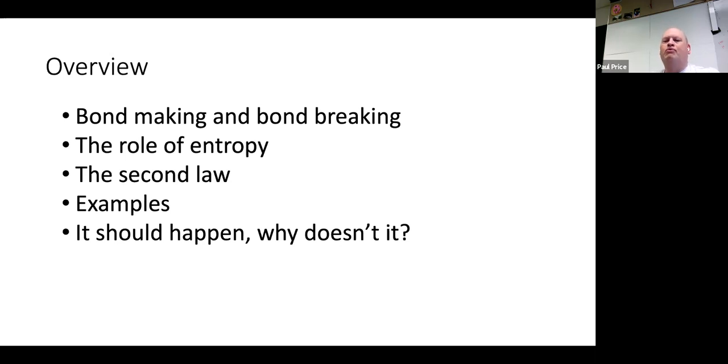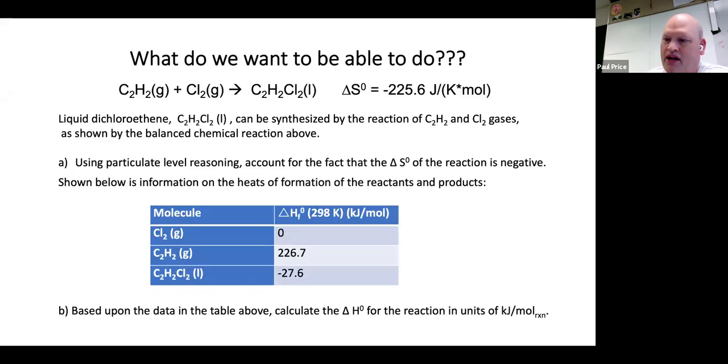We're going to spend a lot of time on the role of entropy and the second law of thermodynamics, look at examples, and then the last question, which is going to tie back to some earlier stuff in kinetics, is: this reaction should happen, why doesn't it?